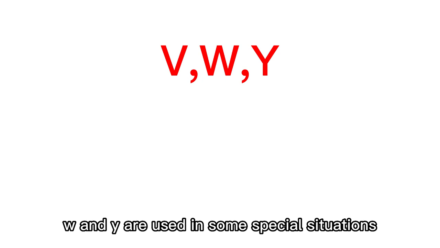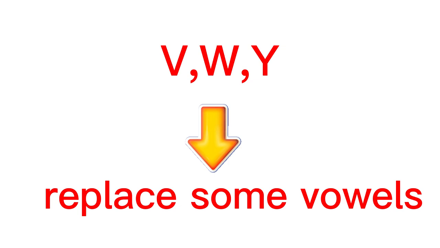I mentioned before that V, W, and Y are used in some special situations. They are used to replace some vowel letters when there are no initial consonants at the beginning of a Pinyin.